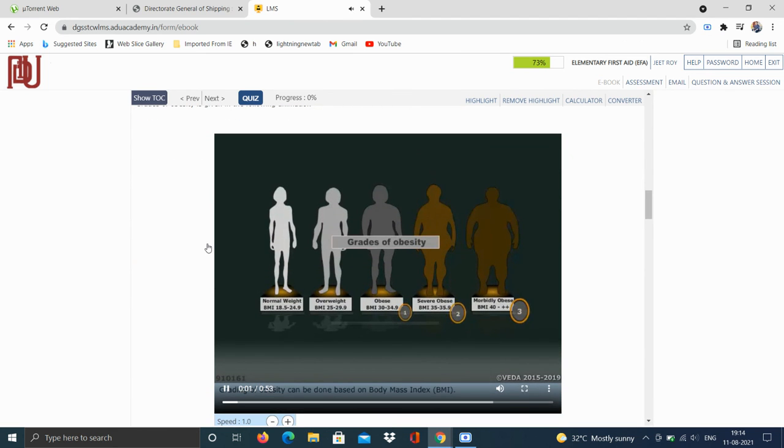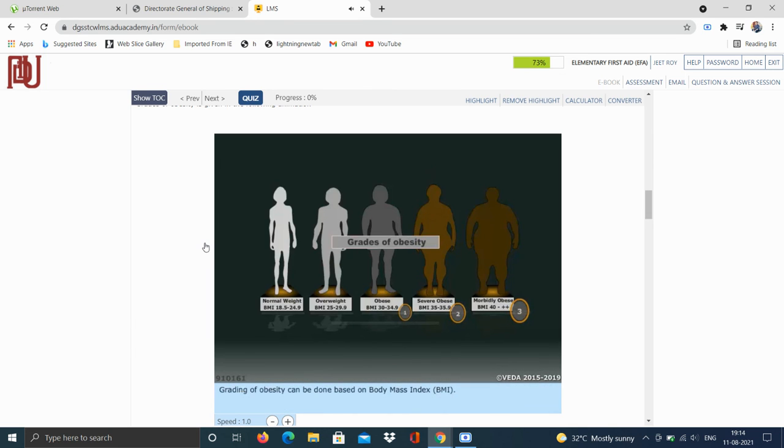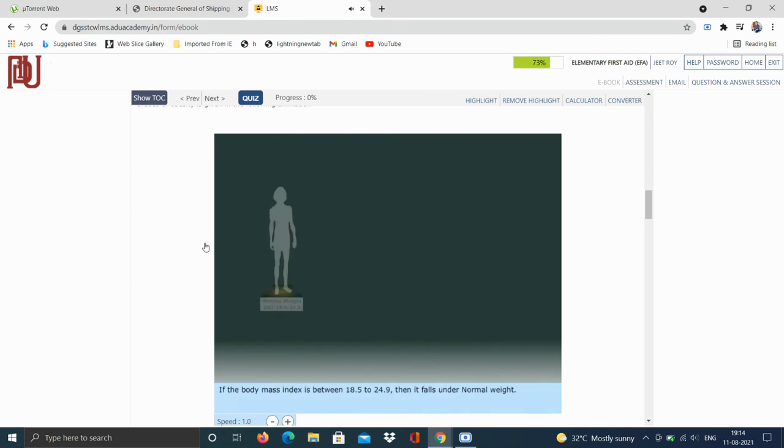Grading of obesity can be done based on body mass index, or BMI. If the body mass index is between 18.5 and 24.9, then it falls under normal weight. If the BMI is between 25 and 29.9, then it comes under overweight.